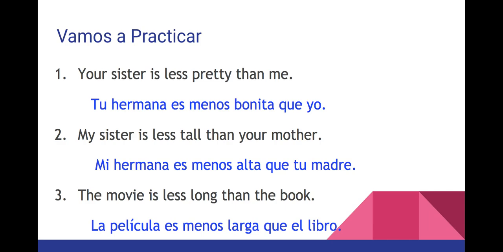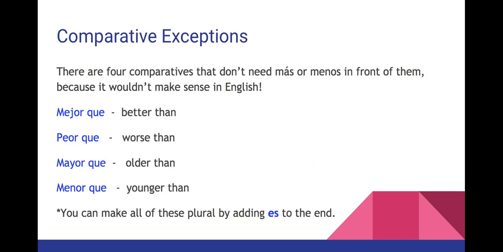I know these sentences sound weird in English, but they make sense in Spanish. La película es menos larga que el libro. Okay, we have, just like everything in Spanish, we have exceptions. There are only 4 exceptions, so they're pretty easy to memorize.